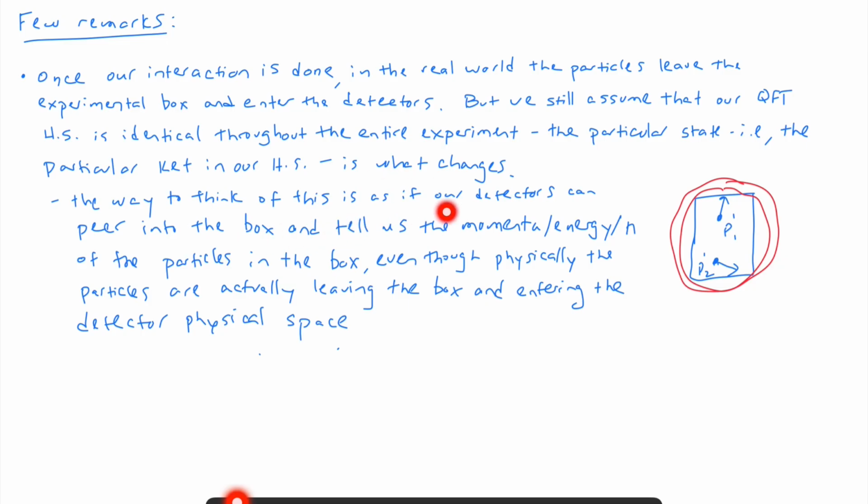The way to think of this is if our detectors can peer into the box and tell us what is happening, instead of saying this thing is out in the detector and now we're doing something else with the particle, just think of them as a detector for this experimental box. It's like you push a button, and it tells you how many particles there are, the momentum of each particle, and the energy of each particle, even though the particles physically may be going over here. That's the most consistent way to think of quantum mechanics in general. It's a set of detectors that tells you what's happening in your experimental space.